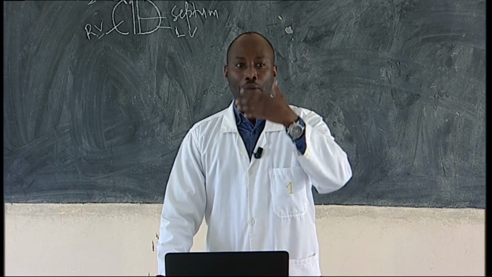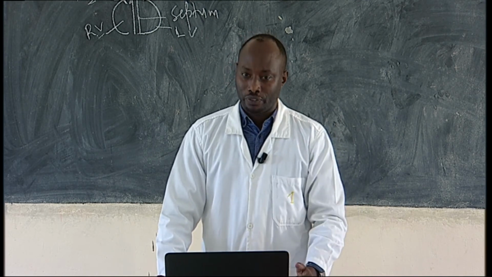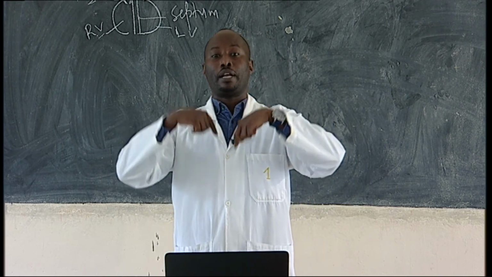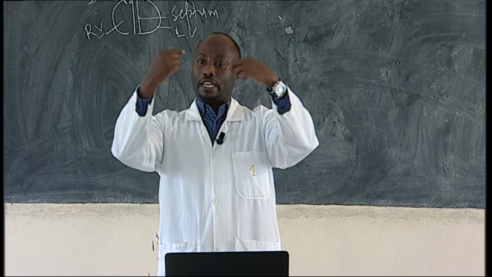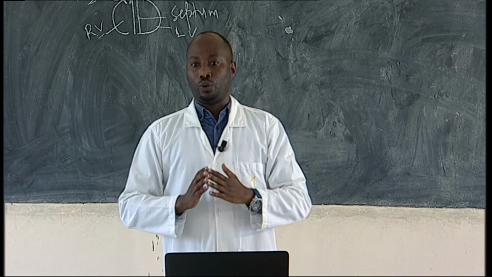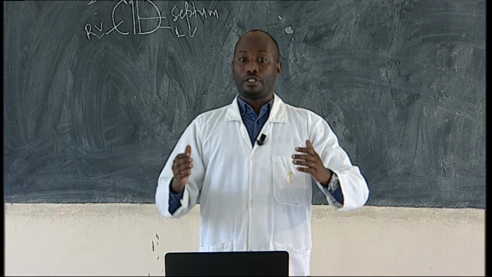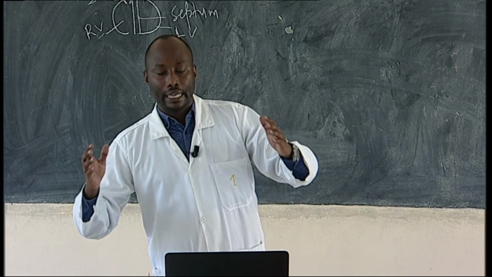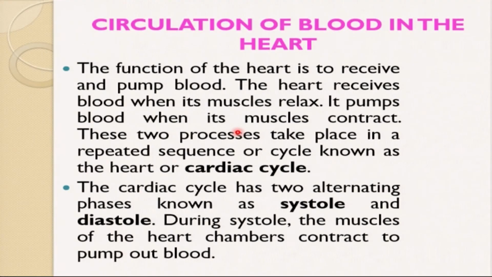Reasoning and judgment are normally done by the brain, and that involves what we call coordination. Students, do you understand that? I said the function of the heart is to receive the blood and pump the blood. Reasoning, judgment and taking decisions are normally done by the brain. That involves coordination. So the heart receives blood when its muscles relax. When the muscles of the heart relax, the heart is able to receive the blood. And it pumps blood when the muscles contract. When the muscles contract, automatically the blood is pumped from the heart, or from one chamber of the heart to another chamber of the heart.